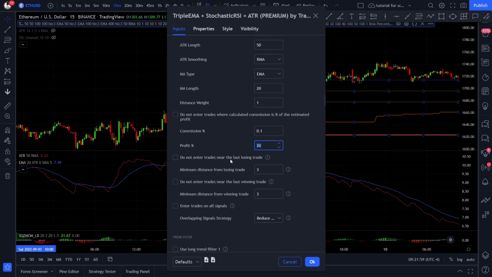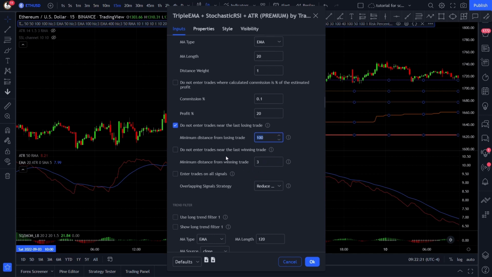Let's say the last trade the strategy had was a losing one. We estimate that taking trades in the upcoming 100 candles is not a good idea, as it has a higher probability that those trades will be losing ones also. To set this up, as always, tick the box next to this option to activate it. Then type 100 into the minimum distance from losing trade field, and the script is all set. Just below this option, you have the opposite version of it. So the script can avoid taking trades after the latest winning trade for X number of candles.